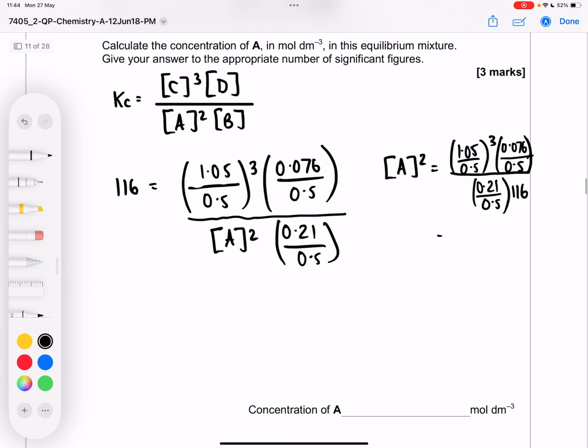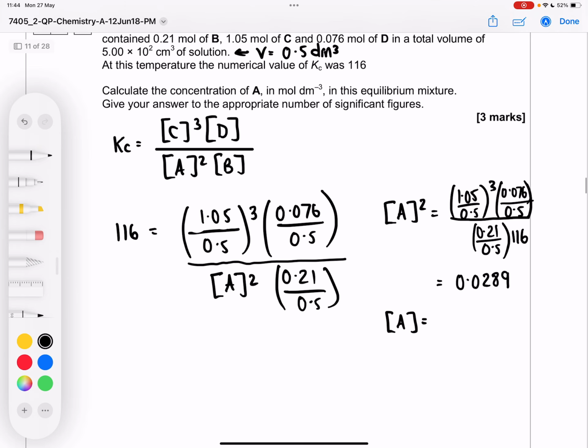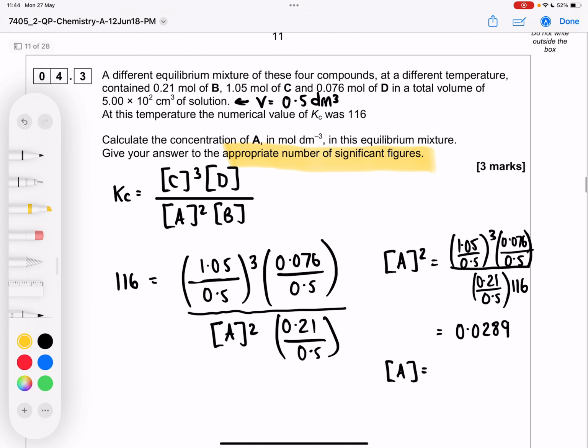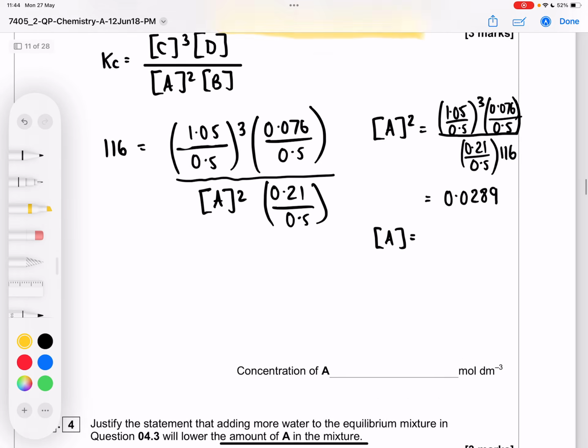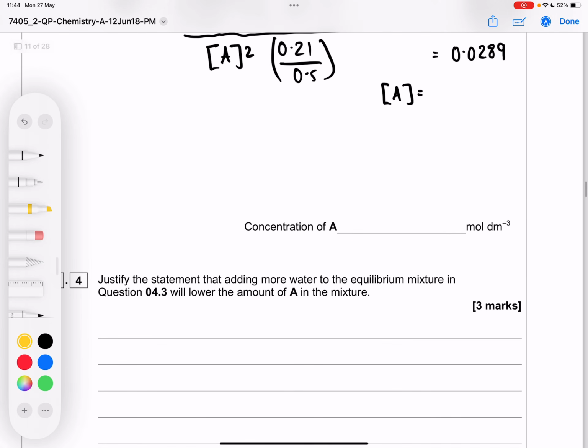Okay, so if you type all that into your calculator, you can get a value for A squared. And if you type that in, you get 0.0289. So then if you square root that, you will get the concentration of A. And it does actually want us to give it to the appropriate number of significant figures. And if we look, we've been given a few things to 3, but a couple of things to 2. So we do want to give our final answer here to 2 significant figures. And if we square root it and give it to 2 significant figures, we see we're getting 0.17.